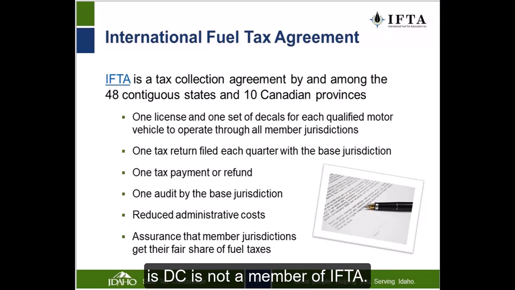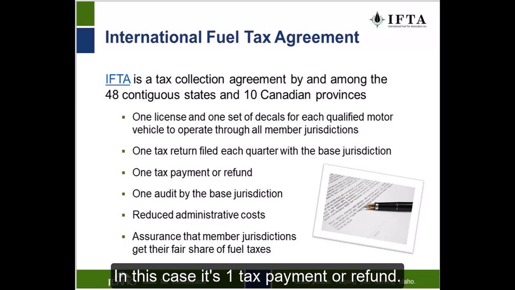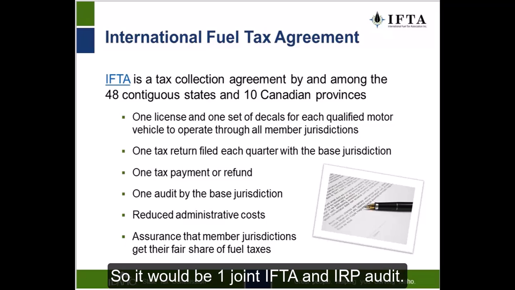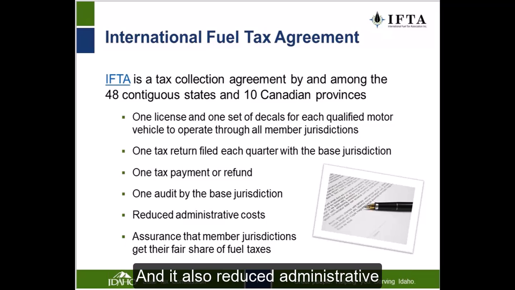The difference between IFTA and IRP as far as the member jurisdictions is that DC is not a member of IFTA. Some of the benefits for you as a licensee is 1 set of decals for each qualified motor vehicle to operate through all member jurisdictions. It's 1 tax return filed each quarter with Idaho in this case. It's 1 tax payment or refund. It's 1 audit, and I should say 1 joint audit because we do audits jointly for IFTA and IRP, so it would be 1 joint IFTA and IRP audit. And it also reduces administrative costs for you as the licensee or carrier.